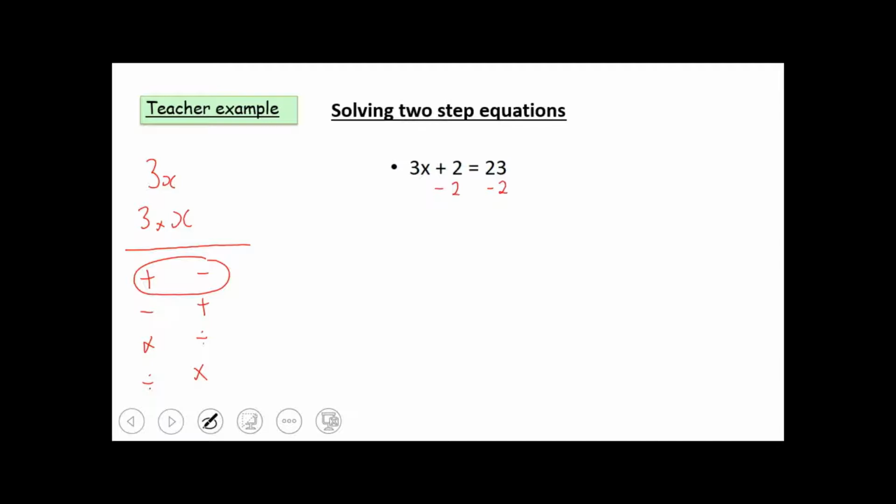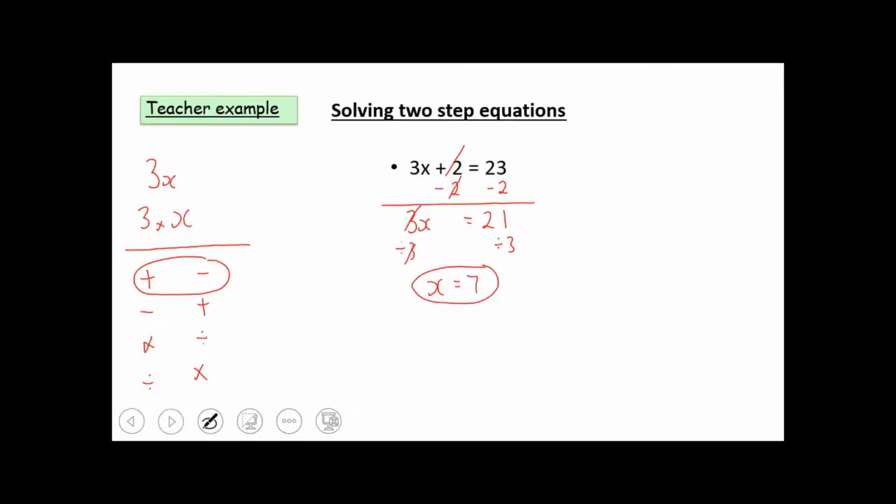So what I'll do now, the new line should look something like this. 3x up there, and then the minus 2 and adding 2 cancels that, and then you've got 23 take away 2 is 21. Now 3x, like we said earlier on, is 3 times x. 3x equals 21. So what we need to do is get rid of the times, and we need to divide by 3 on both sides. On this side, 3 divided by 3 cancels out, so you've got x on its own, and then 21 divided by 3 equals 7. So my answer is x equals 7.